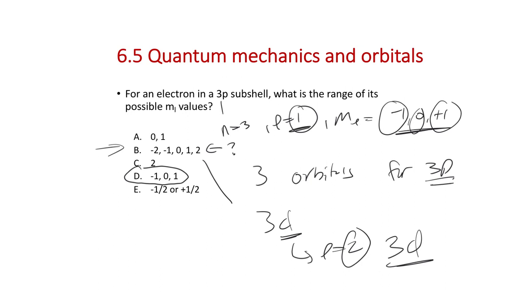Will every p subshell, regardless of n, always have -1, 0, and 1? Yep, every p subshell has that range of m sub L's. Every d subshell as well.